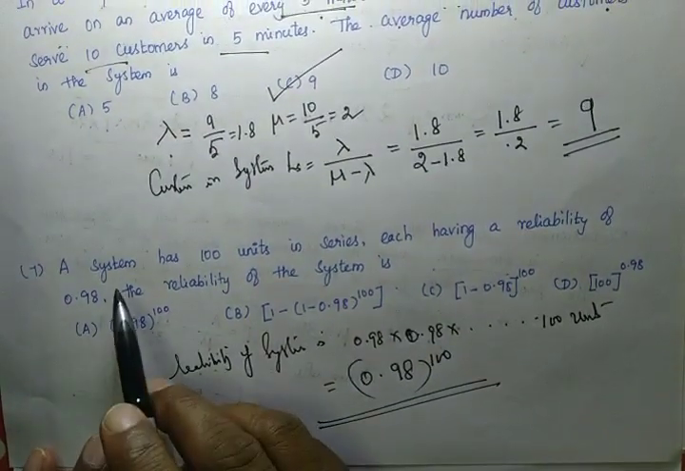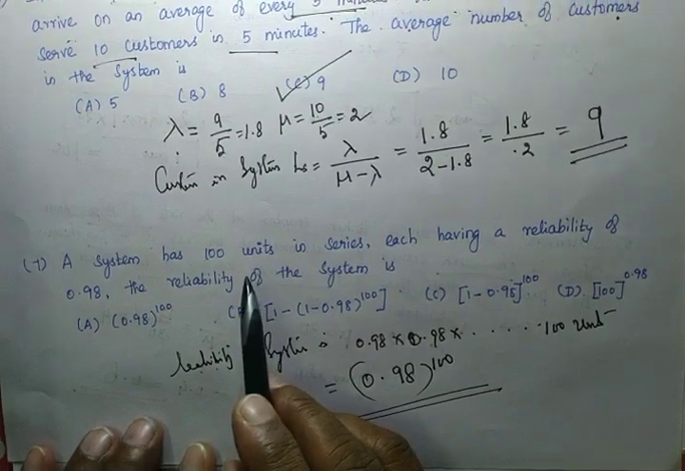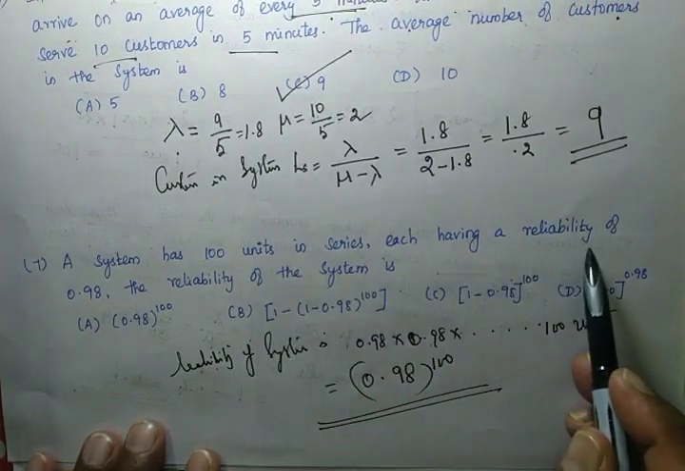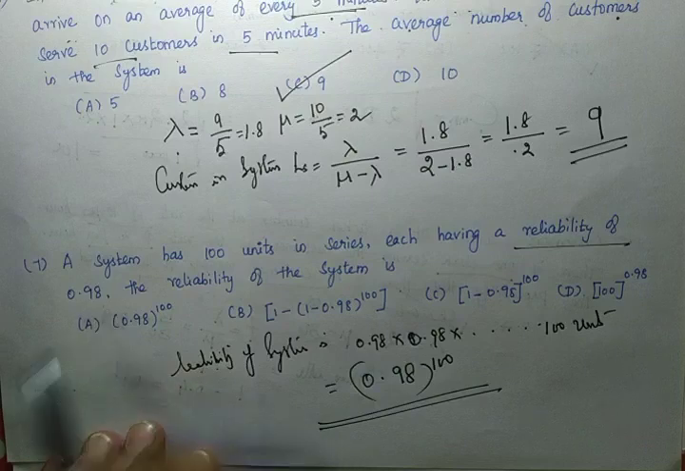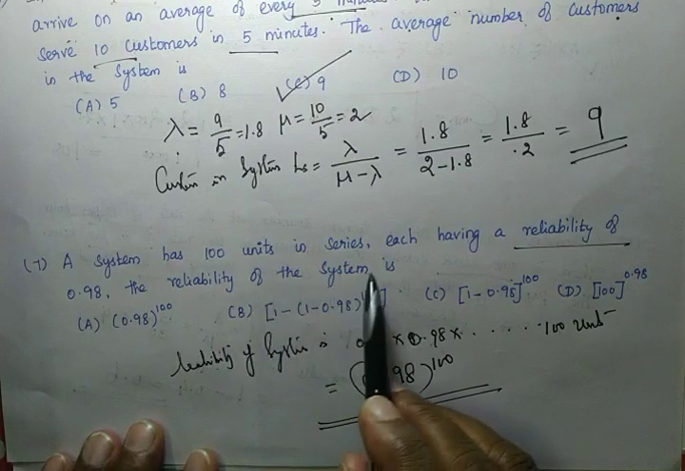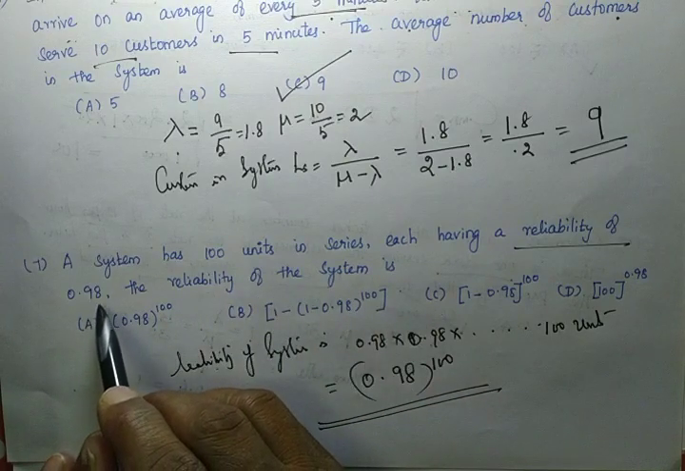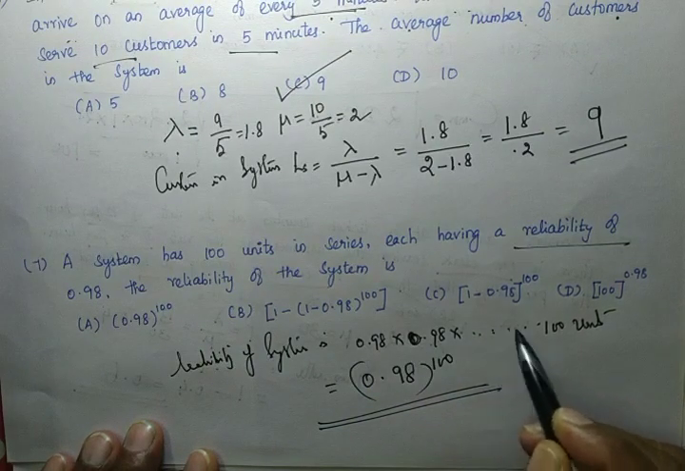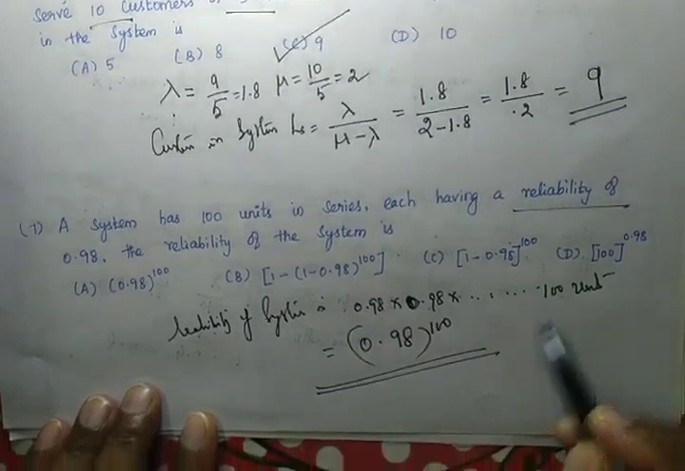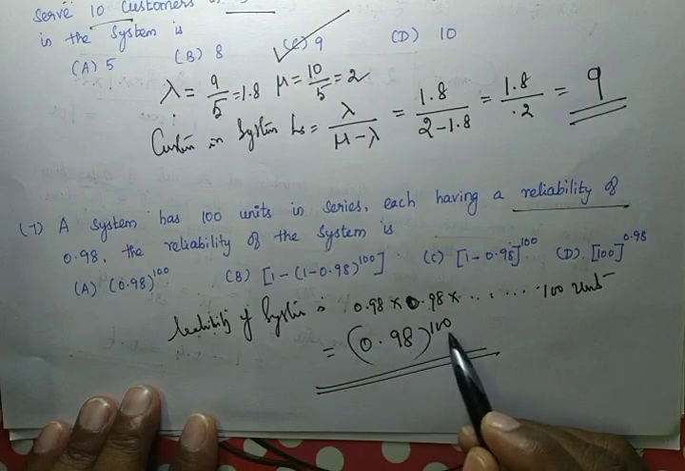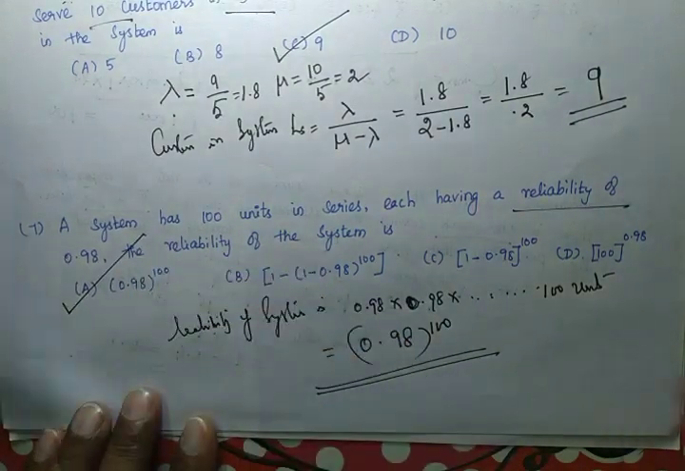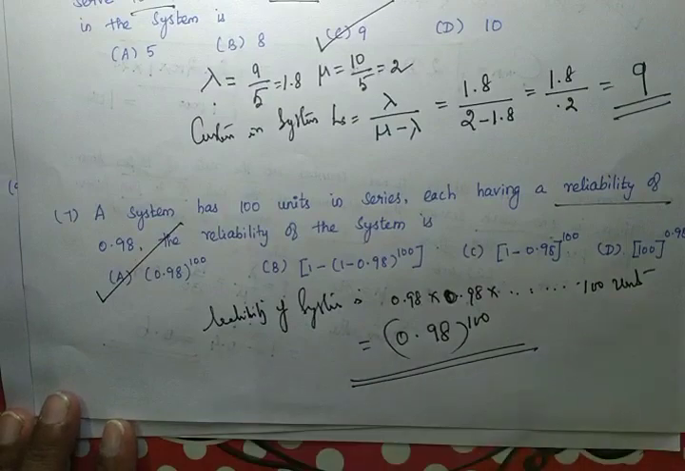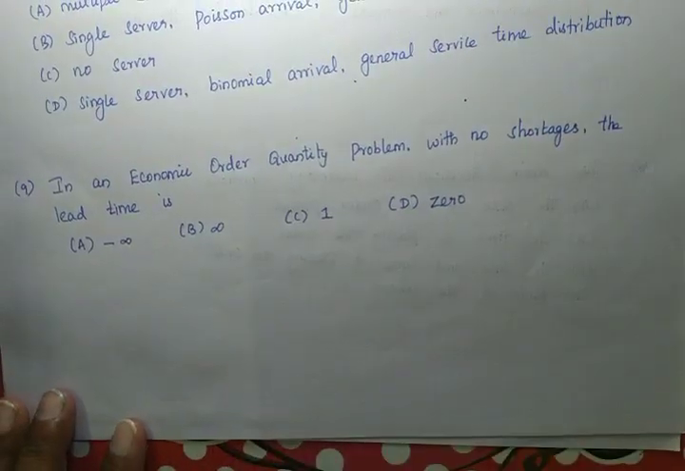So read the question quickly. The system has 100 units in series, each having a reliability of 0.98. Each one has 0.98 and you are using 100 units. Therefore 0.98 into 0.98 into 0.98, multiplied 100 times, that is 0.98 to the power of 100. Therefore option A is the right answer.